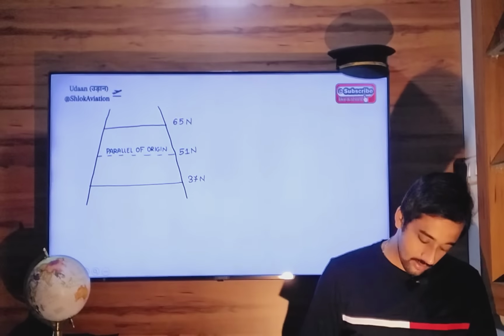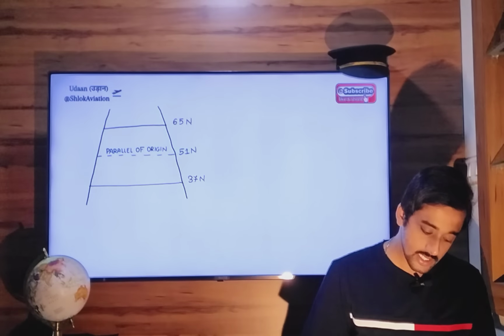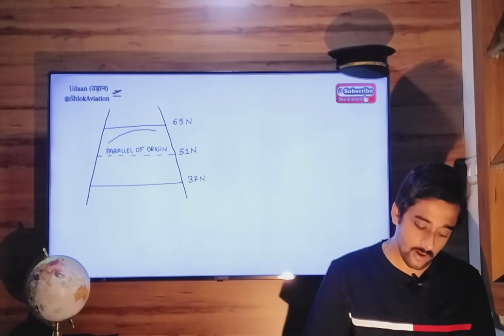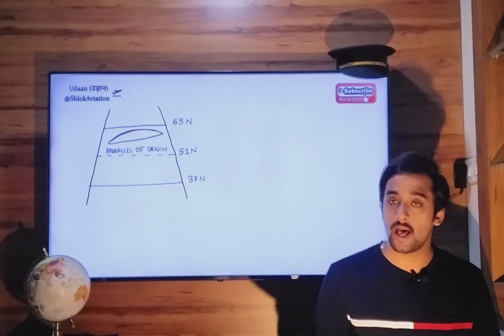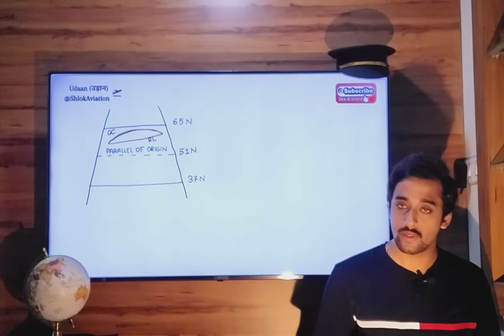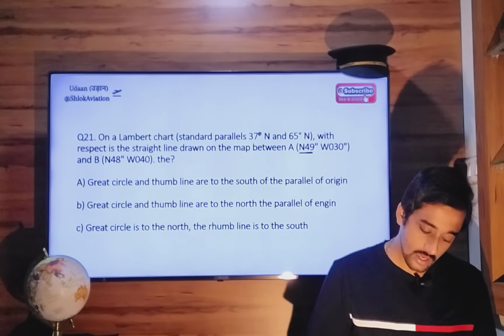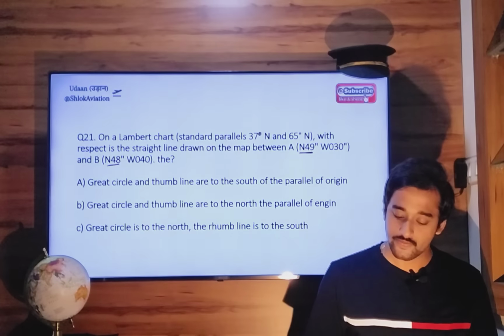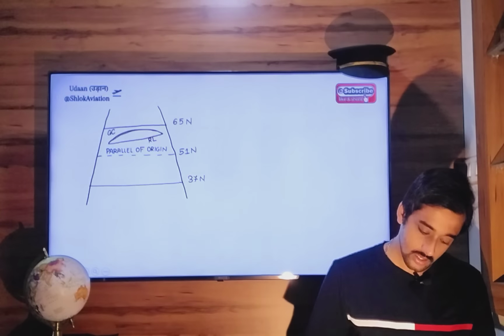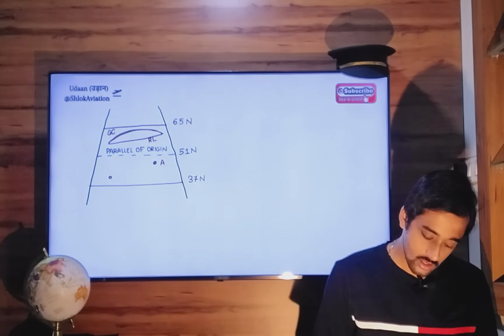Okay. So now here there are 2 points given to us. So just to show you, the great circle will be somewhat like this, away from the parallel of origin, and rhumb line will be towards the parallel of origin. So this will be your great circle, this will be your rhumb line. Okay. Now let's look at the positions given to us. 49 north and 48 north.